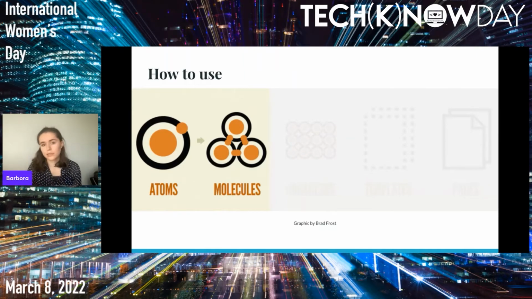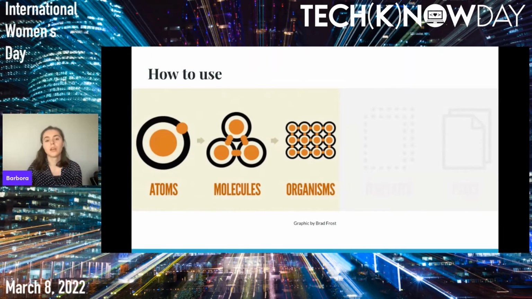Molecules are still expected to be fairly small, but going again one level higher, we arrive at organisms, which is where we're really starting to hit the more complex and larger components. As you'd expect, an organism can consist of either multiple molecules or even combinations of molecules and atoms.